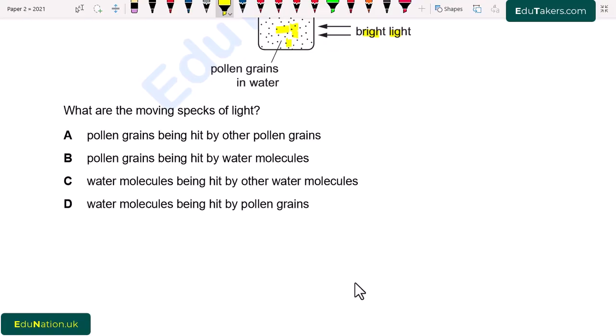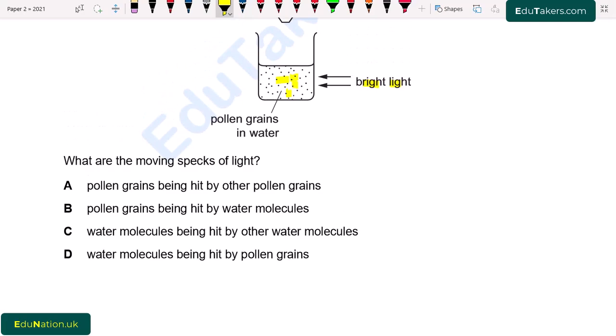What are the moving specks of light? MCQs. A. Pollen grains being hit by the other pollen grains. B. Pollen grains being hit by the water molecules. So here we can see that there are the pollen grains and also the water molecules. So the moving specks of light is basically due to the pollen grains being hit by the water molecules. So here B option is correct.